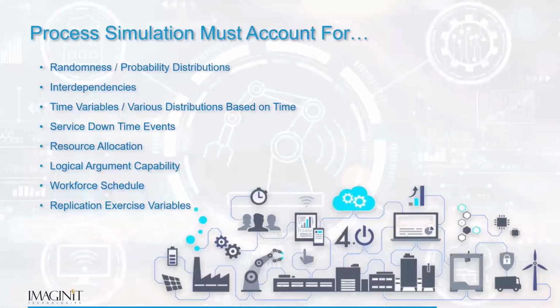Process simulations must account for things like randomness, the probability of different types of distributions, the interdependencies between our processes and resources. The fact that there's no set exact time that a task can take. You see this where my task is taking me normally 8 minutes, but sometimes it can take 10 minutes, or if I do it real quick, I can get it done in 7. Well, there's a time variable involved there that we need to account for.